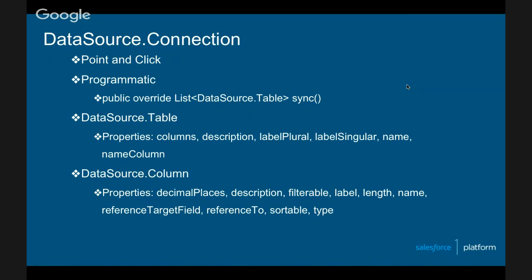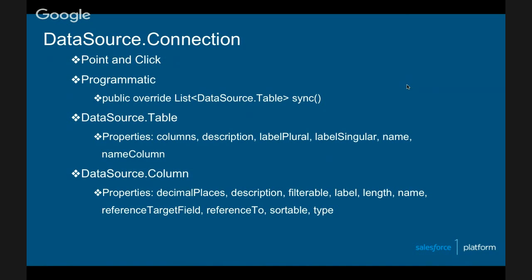It's basically an object. It's got a bunch of properties and it's basically a list of columns on it. So the properties that are there are the list of columns, a description, label plural, label singular, a name, and a name column. So some of those properties look very much like the regular Salesforce objects. You know, when you create a regular Salesforce object, you've got a name, a plural label, a single label, and a few other things. And then you have the data source column.